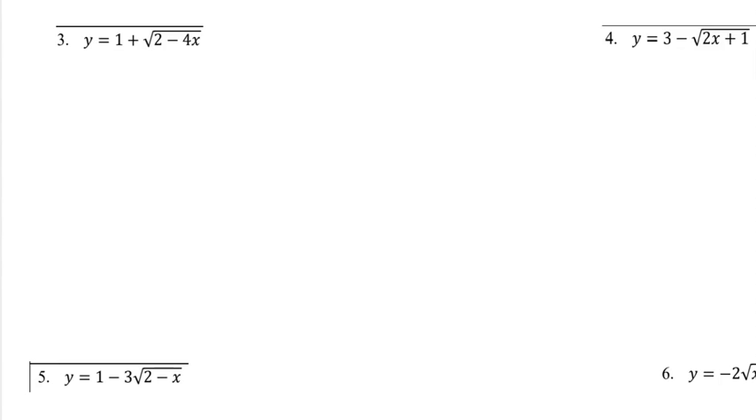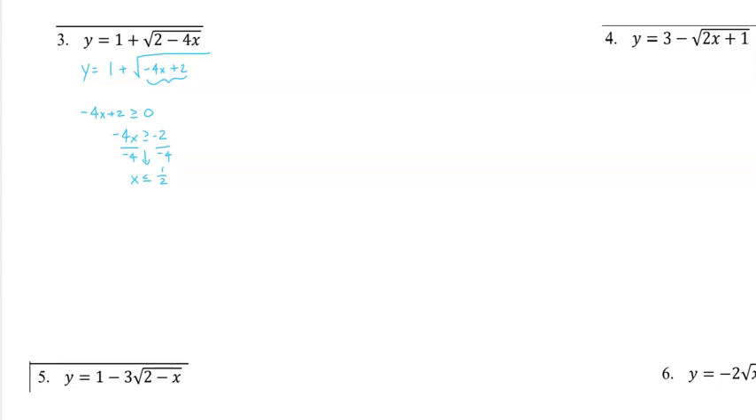This one is interesting because it's not as simple as 1 or 2. I'm going to rewrite this, and then take that radicand out. That radicand has to be greater than or equal to 0. Negative 4x is greater than or equal to negative 2. Then divide by negative 4, and x becomes a U-turn, less than or equal to 1/2.